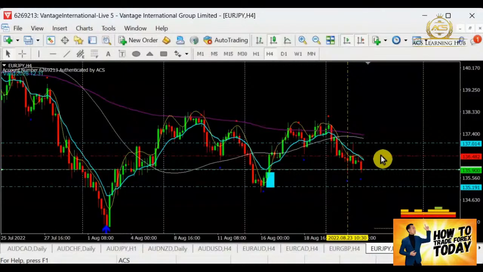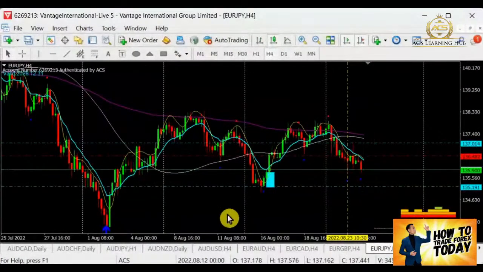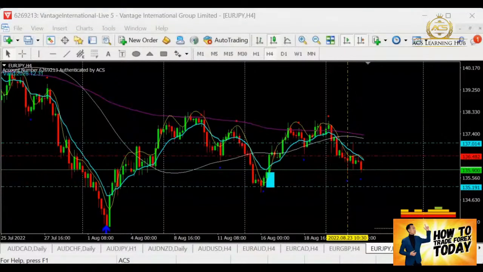As for the support, we are now on the support. So let's wait for it to break the support, then retest the support area as a resistance, then we go for a selling. Tentatively, looking at Euro Yen, it's about 73 pips, so that looks very potential. I'm going to put Euro Yen into my watch list.